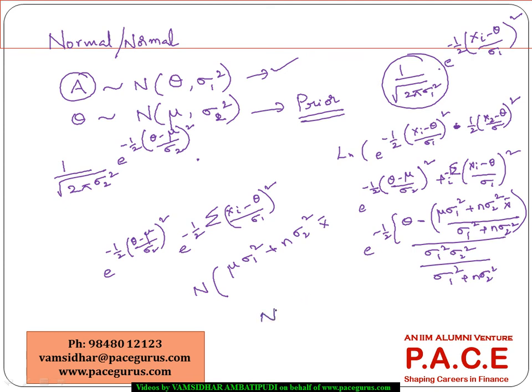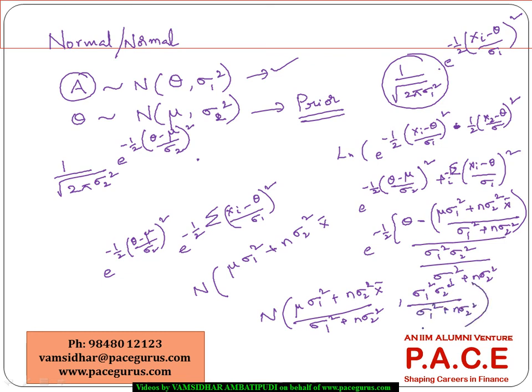So this is becoming a normal distribution with mean mu sigma 1 squared plus n sigma 2 squared x bar divided by sigma 1 squared plus n sigma 2 squared, and a variance of sigma 1 squared sigma 2 squared divided by sigma 1 squared plus n sigma 2 squared.